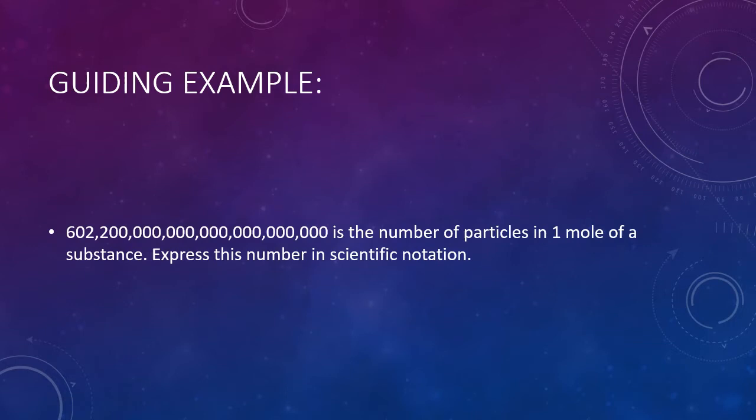So let's look at the number that we're going to use to help guide our rules for how we write a number in scientific notation. This number shown here is approximately equal to the number of particles in 1 mole of a substance. You'll see this number many times throughout the year. Express this number in scientific notation.